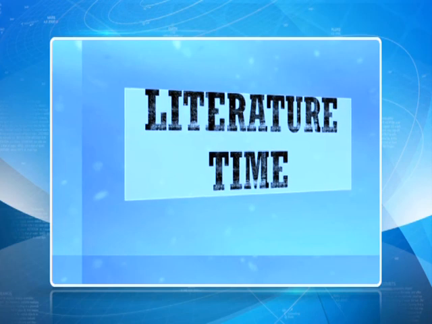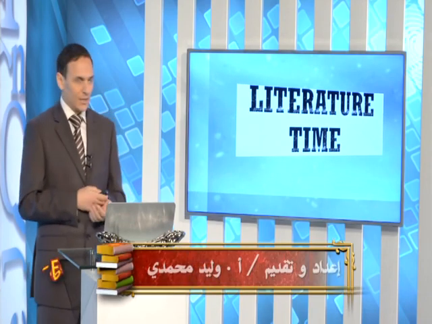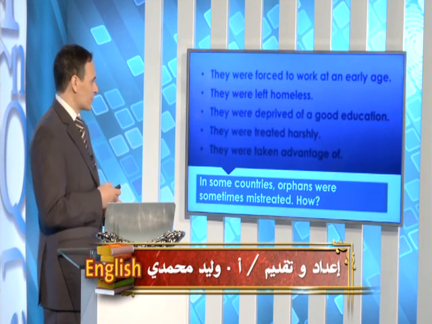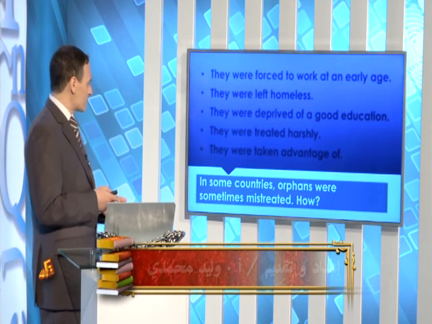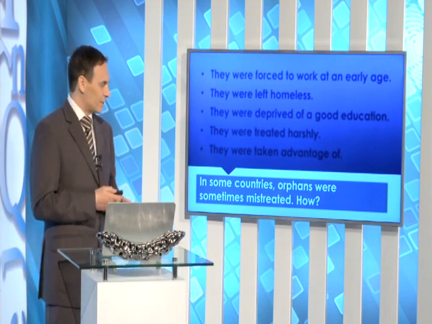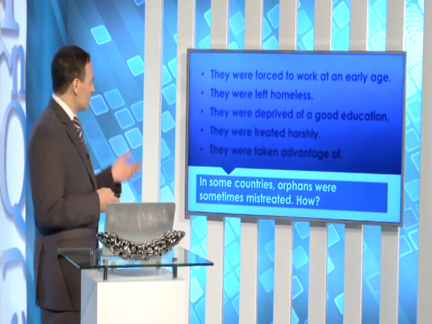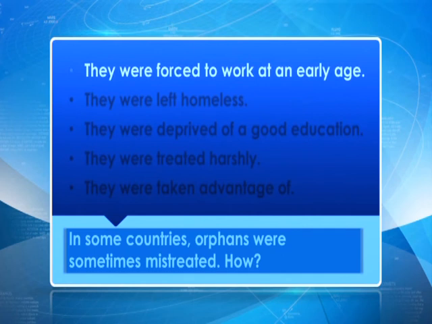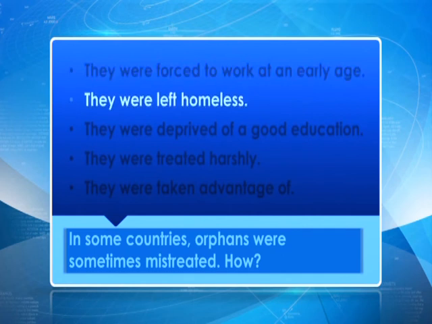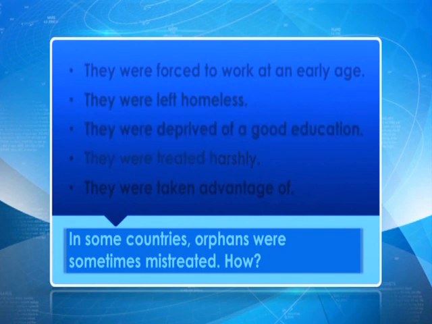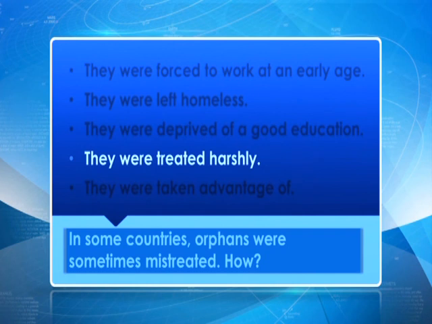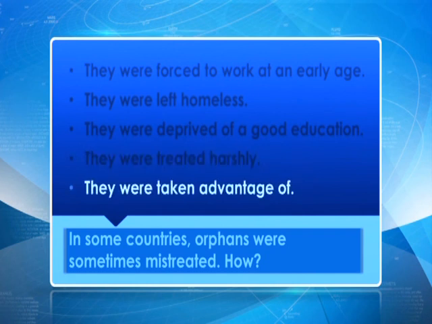Now we move to the last part, which is literature time, and we have two questions. Let's proceed with the first question. In some countries, orphans were sometimes mistreated. How? So you can say that they were forced to work at an early age, or they were left homeless. They were deprived of a good education. They were treated harshly and roughly. Or you can say that they were taken advantage of.